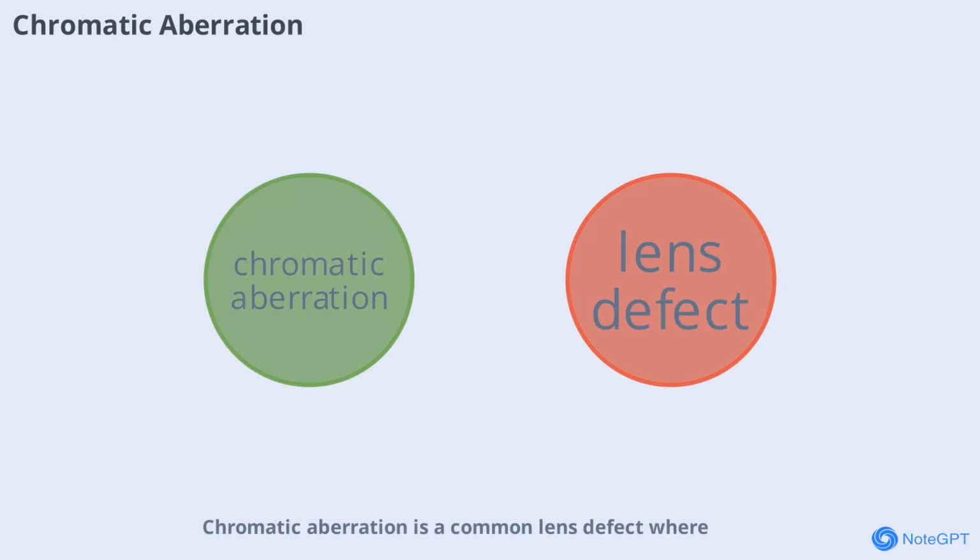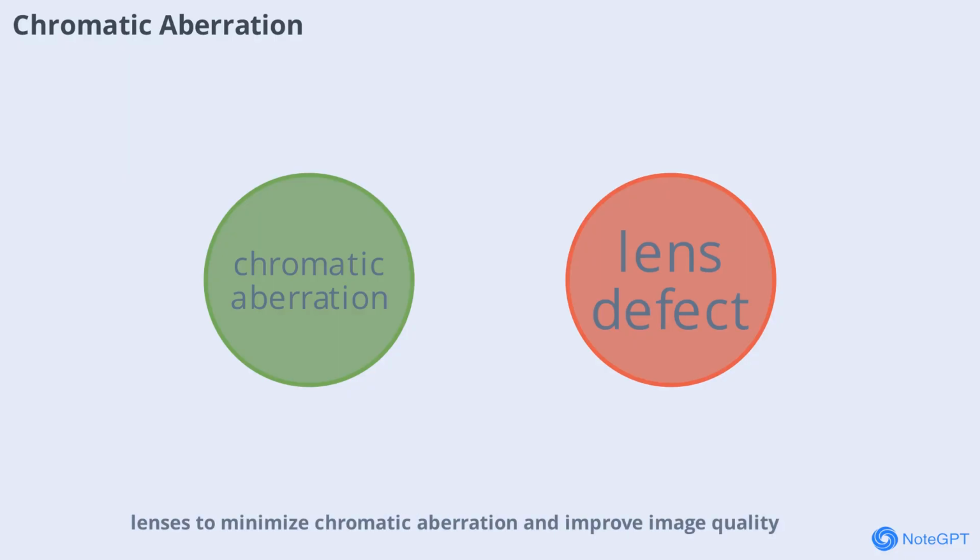Chromatic aberration is a common lens defect where different colors of light are focused at different points, causing a blurred or colored edge around images. This occurs because lenses refract different wavelengths of light by varying amounts. Lens designers use special materials and combinations of lenses to minimize chromatic aberration and improve image quality.